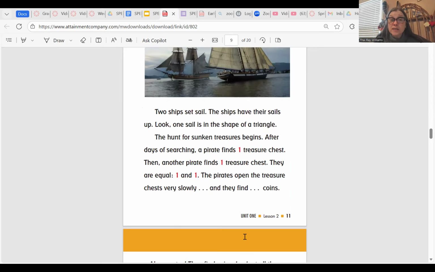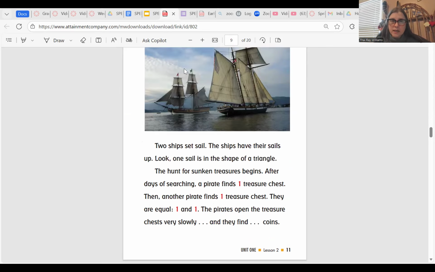Two ships set sail. The ships have their sails up, and then I would say these are the sails. They catch wind, and that makes the ship move. Look, one of the ship's sails is in the shape of a triangle. One sail is in the shape of a triangle.